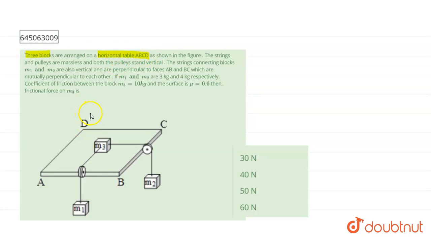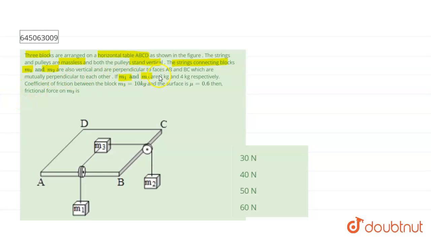Hello students, our question is: three blocks are arranged on a horizontal table ABCD as shown in the figure. The strings and pulleys are massless and both the pulleys stand vertical. The strings connecting the blocks M1, M2 are also vertical and perpendicular to the faces AB and BC, which are mutually perpendicular to each other.